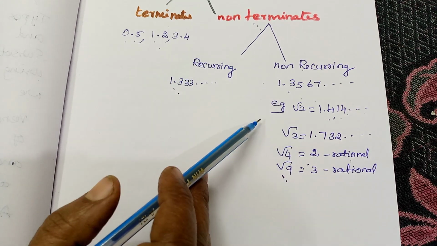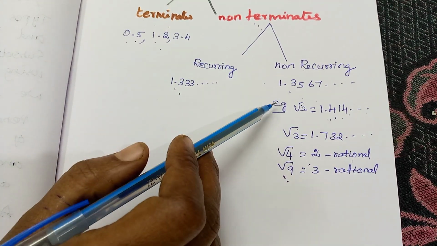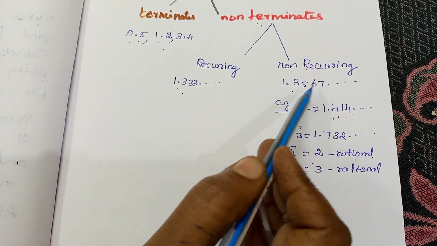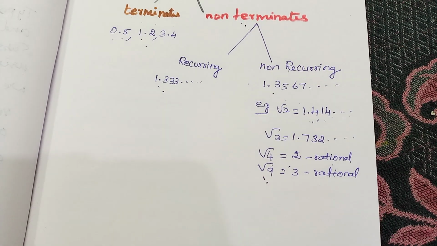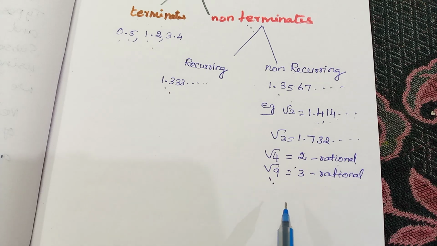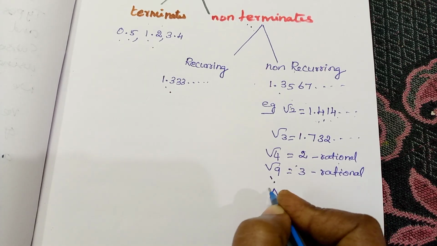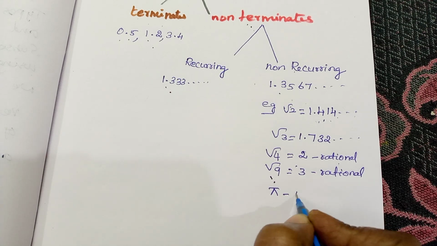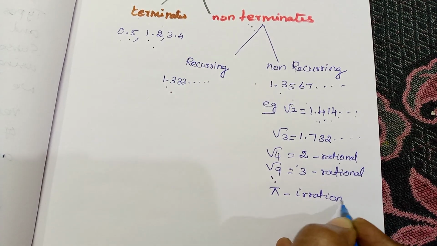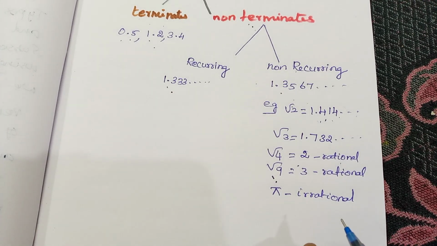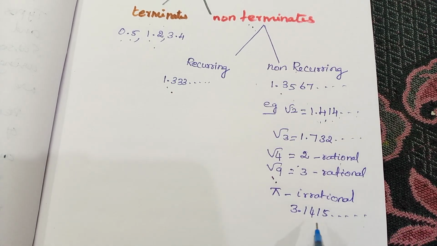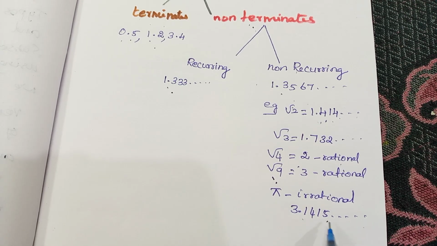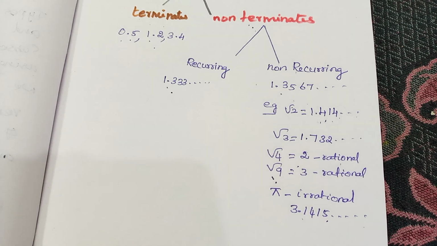So irrational numbers, you understood now, are non-recurring types of numbers. Different numbers will appear, not the same numbers repeating. And one more example, pi. Pi is also an irrational number. The value of pi is 3.1415 etc. There is no end, but different numbers are appearing, so non-recurring. This type of numbers are irrational numbers. Understood, students?